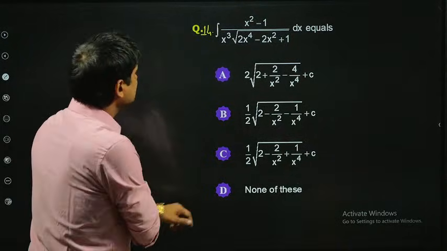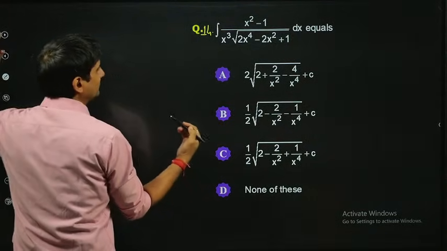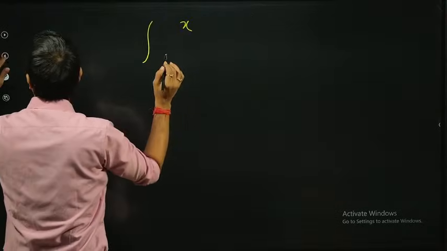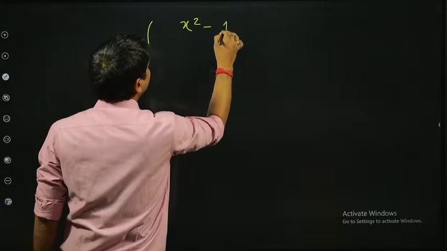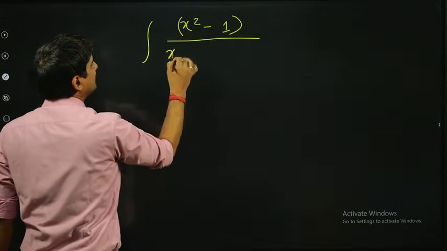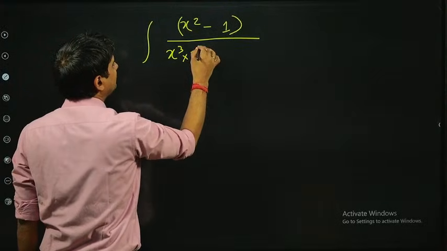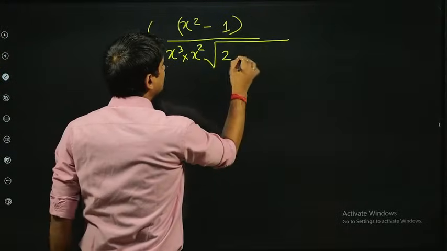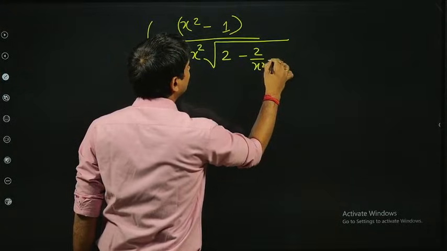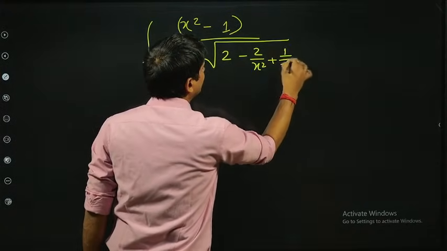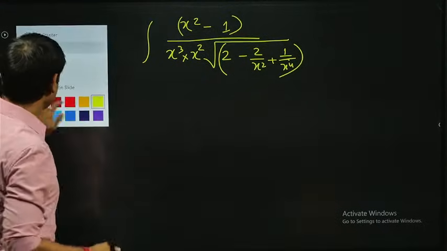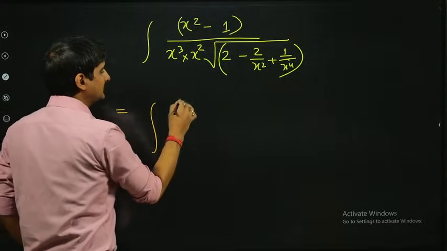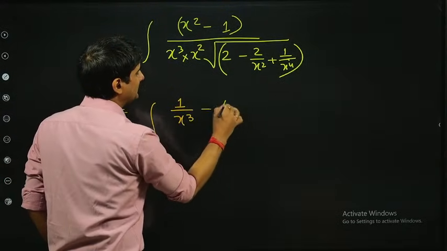So here, as I can see, if I take x raised to the power 4 out of it, bacho, let me try. So it's x square minus 1 in the numerator, and then in the denominator we have x cube. So if I take x raised to the power 4 common from the square root, it will be x square out of it. So we'll be left with 2 minus 2 by x square plus 1 by x raised to the power 4. Now let's see what we get. What I am expecting here is that when we take x raised to the power 5 in the numerator, we will get 1 by x cube minus 1 by x raised to the power 5.